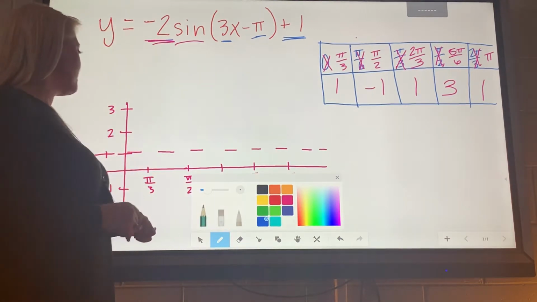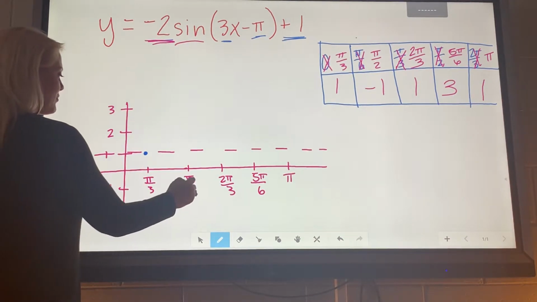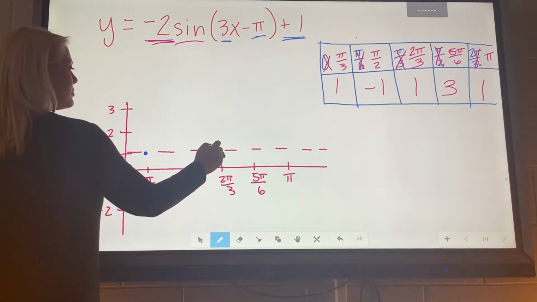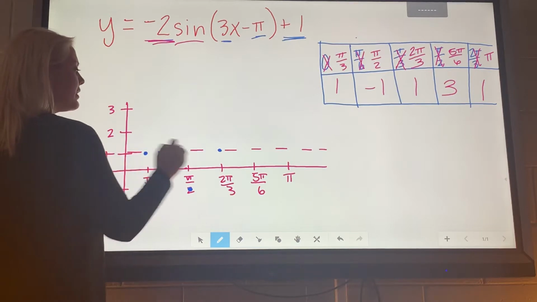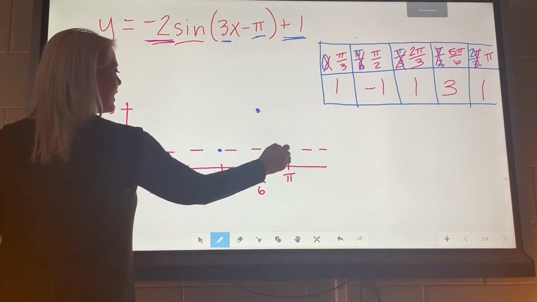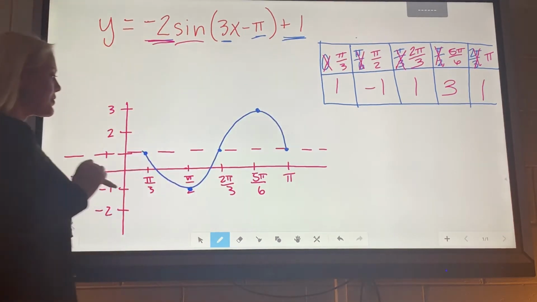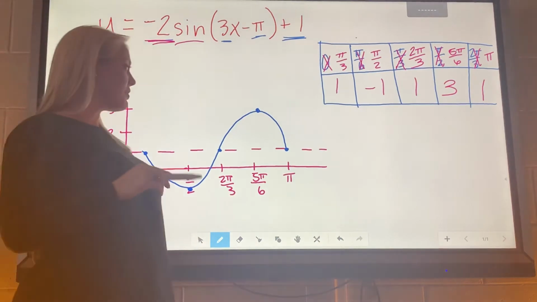Let's go back to this blue. All right, so at pi over 3, I'm at 1. Pi over 2, I'm at -1. 2 pi over 3, I'm back at 1. 5 pi over 6, I am up at 3. And pi, I am back at 1. Okay, so there is your transformed sine function.